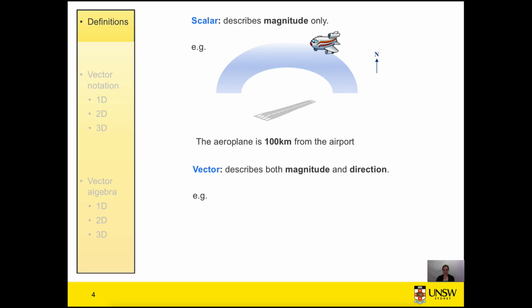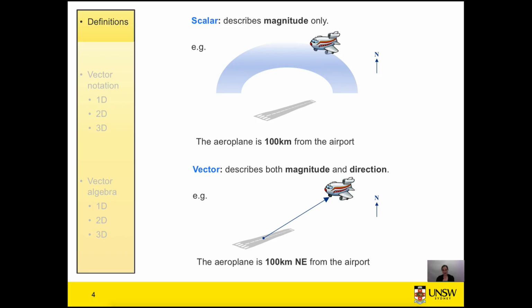So what he will use instead is a vector. And a vector is something which will describe both the magnitude and direction of his location. So for example, the aeroplane being 100 kilometers northeast from the airport. And such a description allows the control tower to very precisely pinpoint his location, which is altogether much more useful. So it's for this reason that we will most commonly be dealing with vectors in this topic.